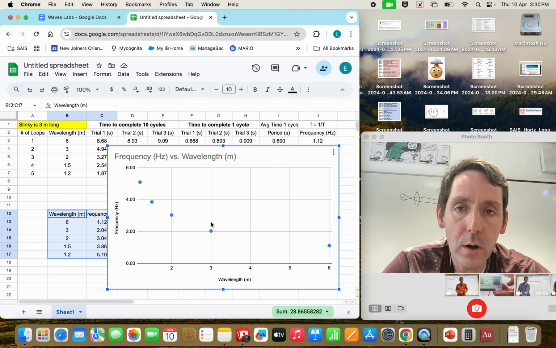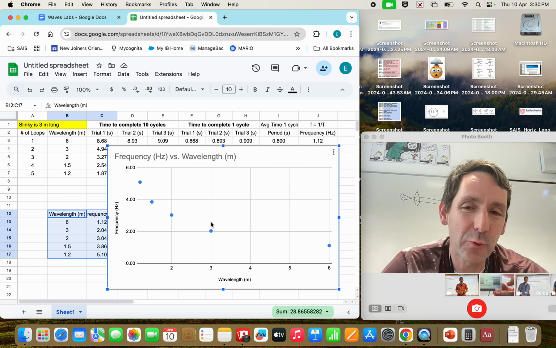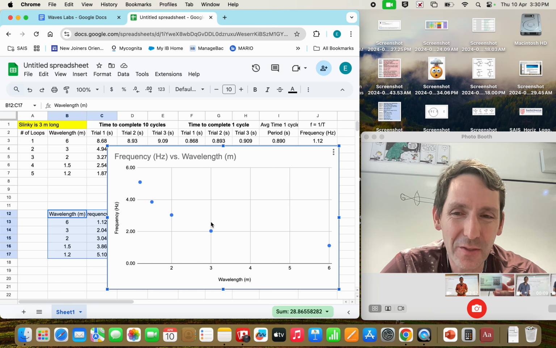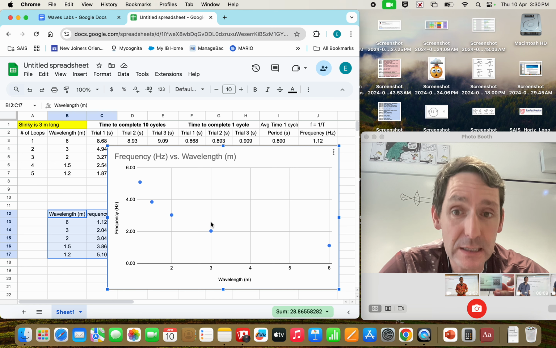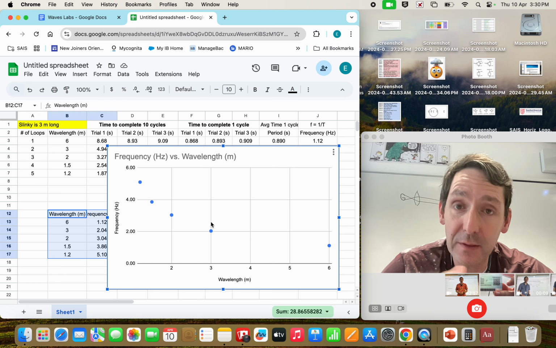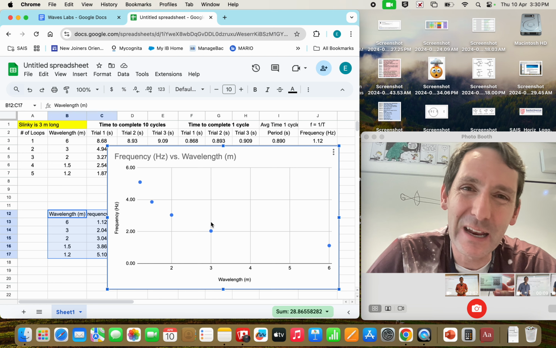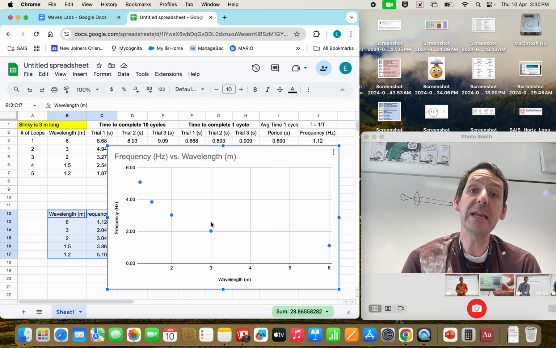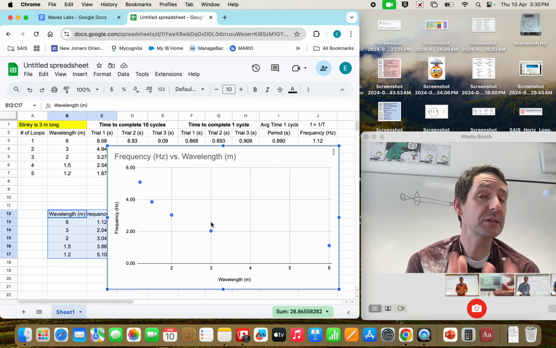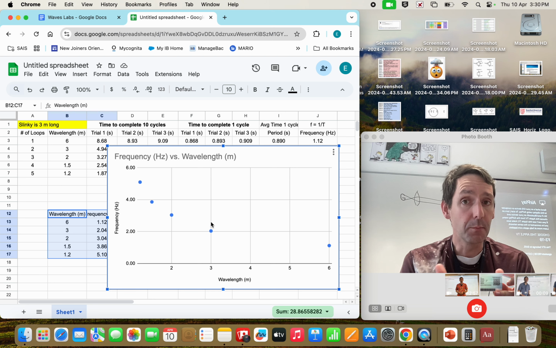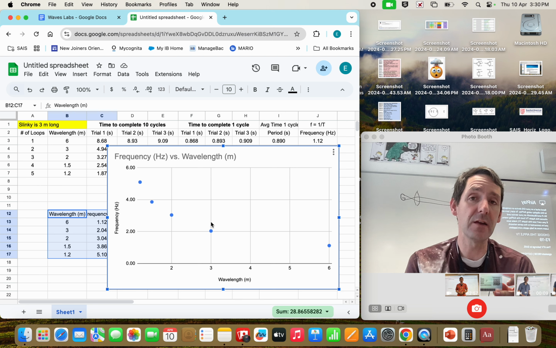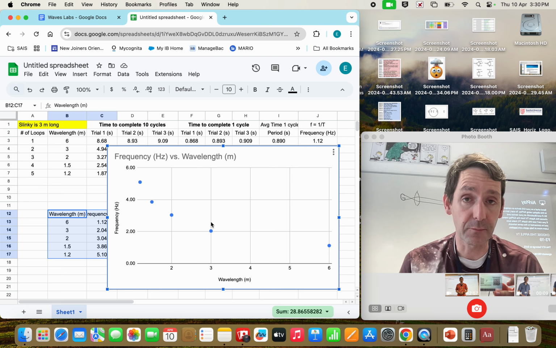Well, I know because we have a relationship for frequency and wavelength in waves. And that is that the velocity is equal to the frequency times the wavelength. And if velocity equals frequency times wavelength, then frequency and wavelength have an inverse relationship. Any wave in my Slinky will go the same speed every time. The wavelength and frequency will vary, but the speed of the wave depends on the conditions of the slinky, not on my wavelength and frequency.